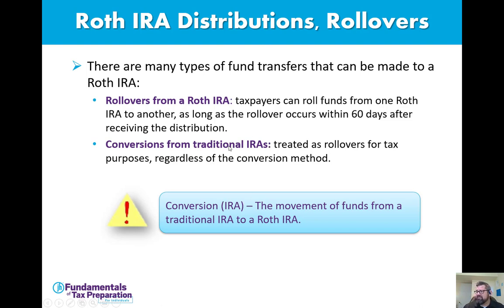If you convert from a traditional IRA to a Roth IRA, it can be taxed, okay, because you can't get benefits of both sides. So that may come up, but it's very unlikely that you'll see it, okay.